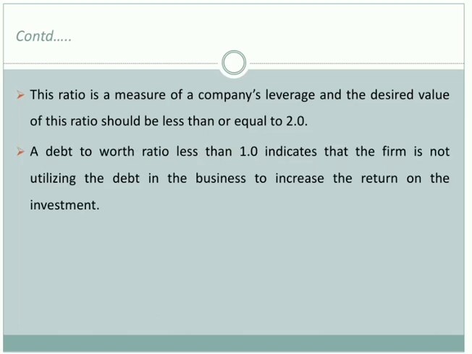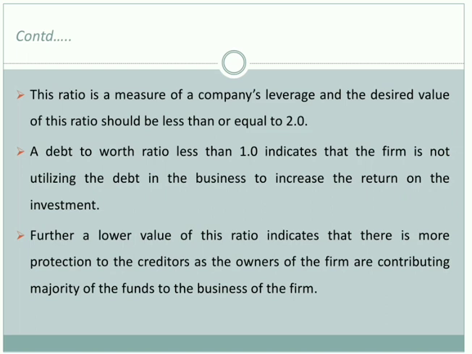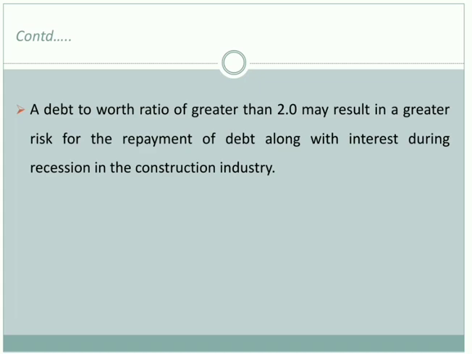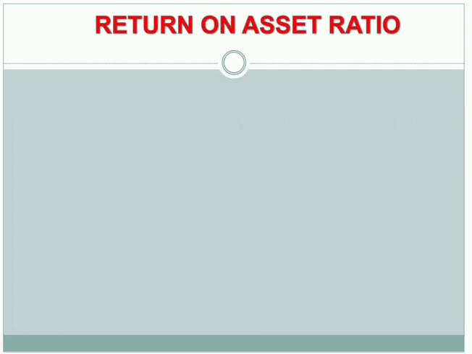If debt to worth ratio is less than 1, it indicates that the firm is not utilizing the debt in the business to increase the return on the investment. Further, a lower value of the ratio indicates that there is more protection to the creditors, as the owners of the firm are contributing the majority of the funds to the business of the firm. A debt to worth ratio of greater than 2 may result in a greater risk of repayment of debt along with interest during recession in the construction industry.